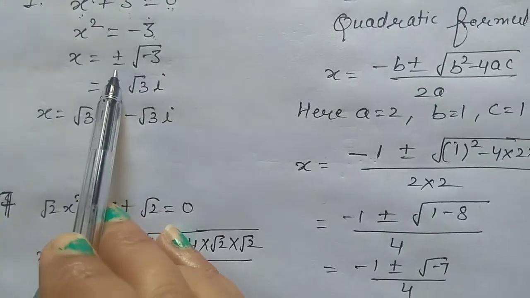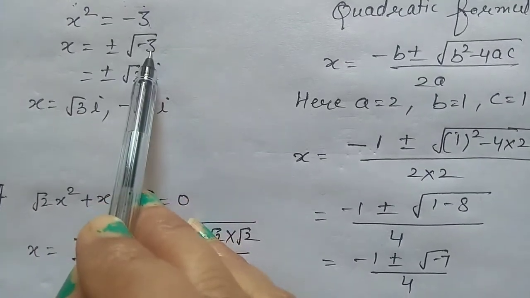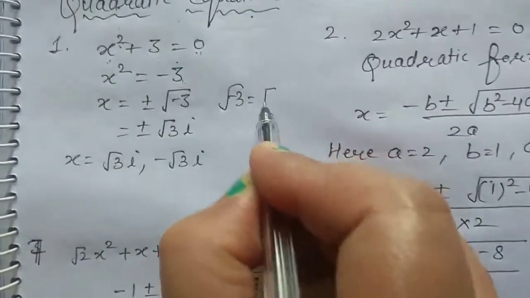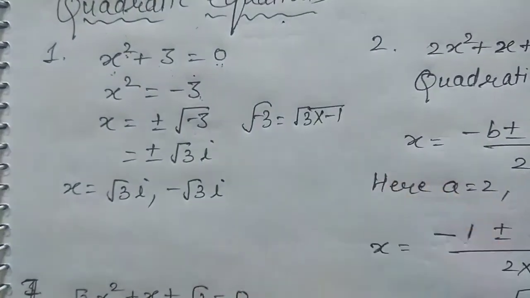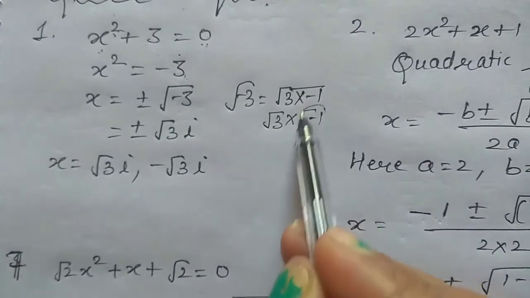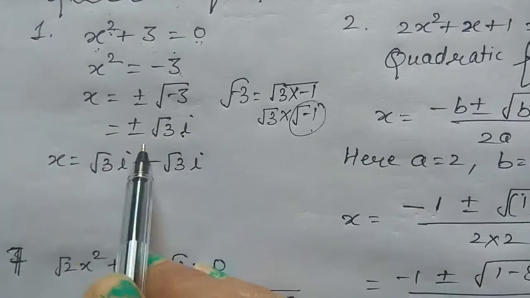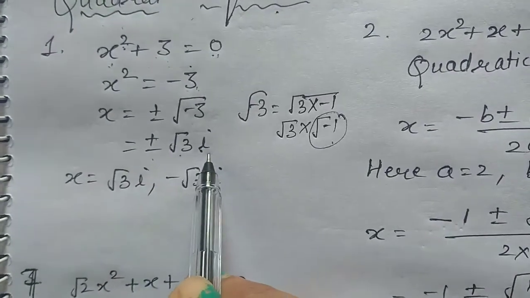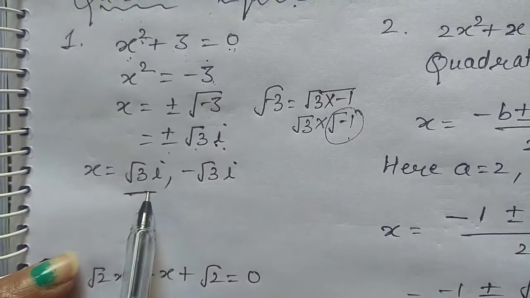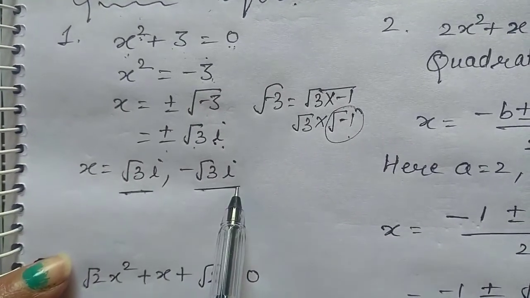Then x is equal to plus minus root of minus 3, and we can write minus root 3 as root 3 into minus 1 square root, and the square root of minus 1 is iota. So it is plus minus root 3 iota. So two roots are there. One is root 3 iota, the other is minus root 3 iota.